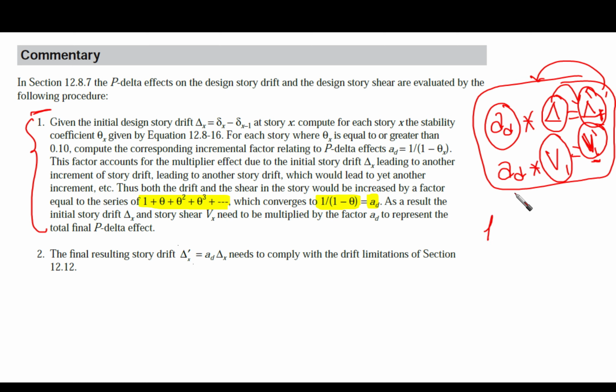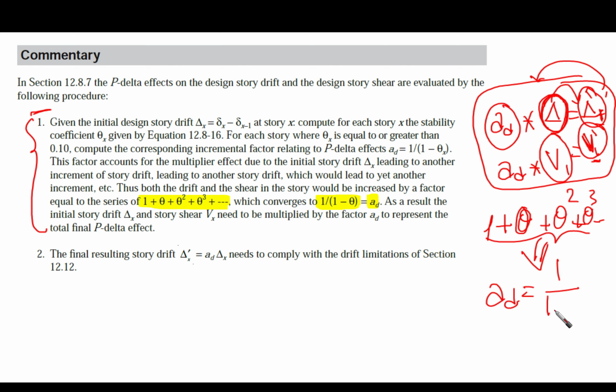One time we're going to use the delta itself, and after that we should add to it the delta augmented by using theta only, and then using theta squared, and then theta to the power 3, and so on. So if you sum them up, you are going to find at the end it gives us AD equal to 1 over 1 minus theta. It is the series summation.